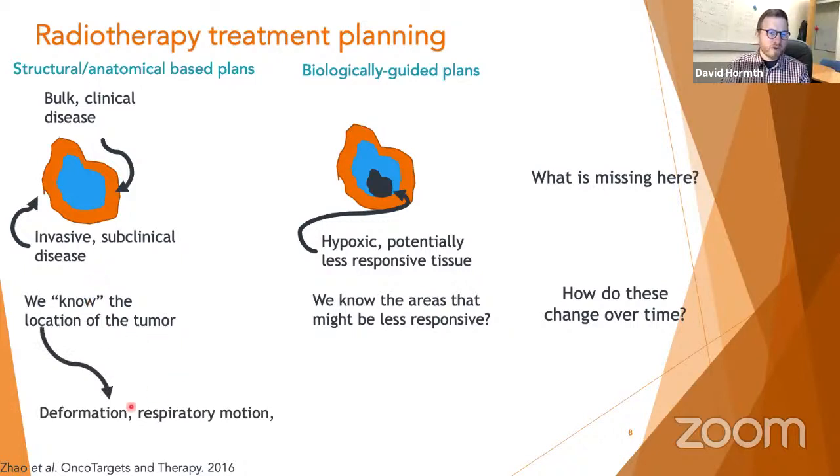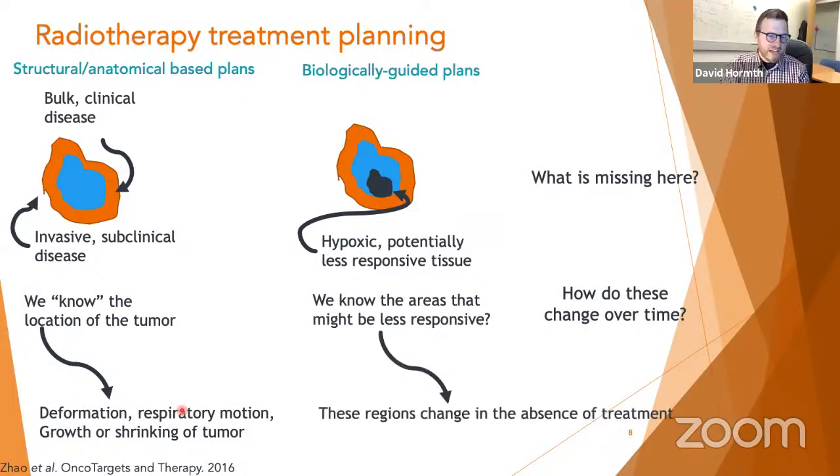For the anatomical plans, there's a lot of effort focused on correcting these treatment plans for deformation in the tissue or respiratory motion. This is not so much an issue in brain, but in other organs, they are correcting for respiratory motion. And you could also adjust these treatment plans to account for growth or shrinkage of the tumor beyond what was expected when they developed that initial treatment plan.